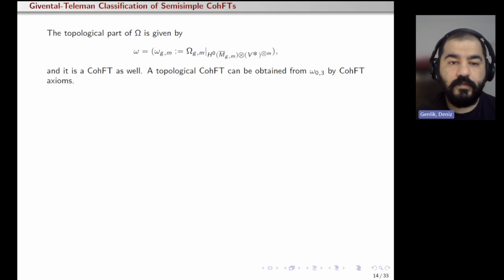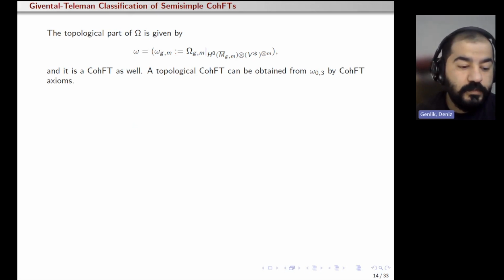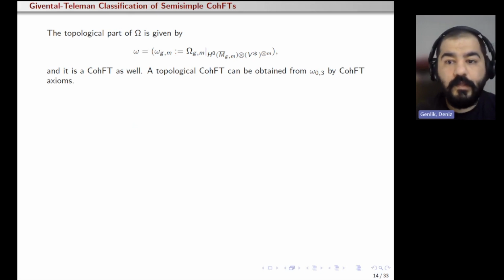Maybe not here. Let's introduce something else first. If you have a cohFT, then you can define its topological part, which is basically the restriction to cohomology degree 0 of the main cohFT. The topological part of a cohFT is a cohFT as well. If your cohFT is topological, then you can obtain it from the 0-3 part using the cohFT axioms. So topological field theories are much nicer than general cohomological field theories.